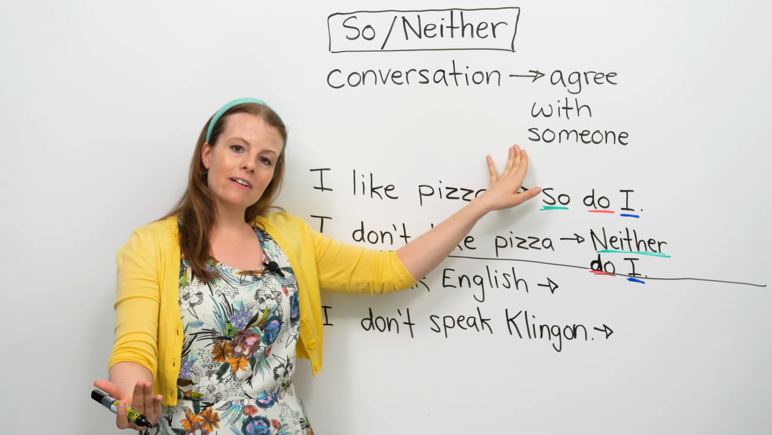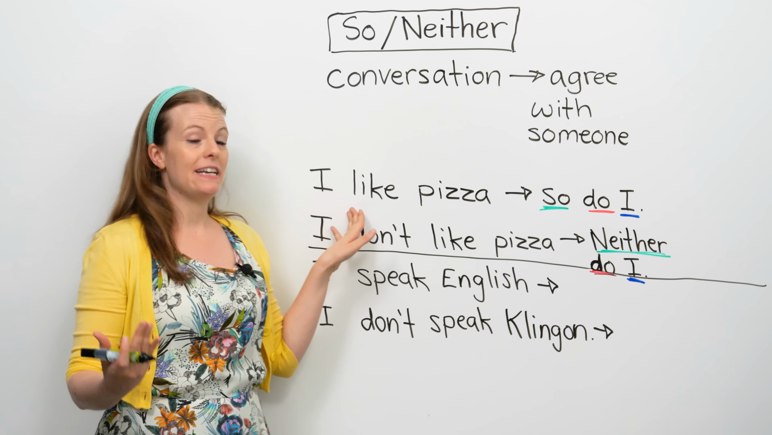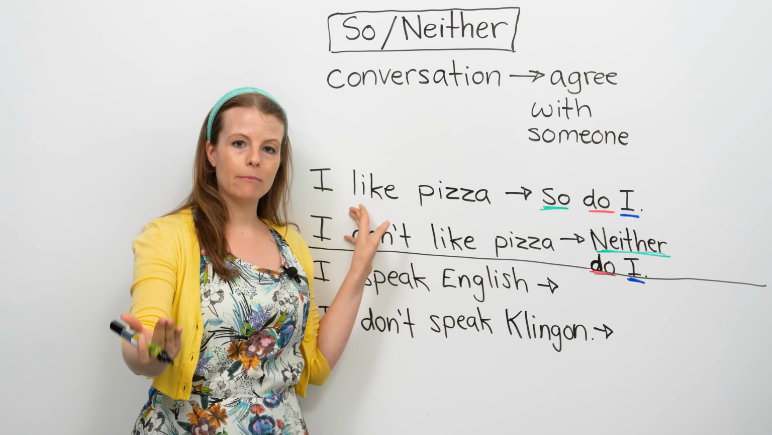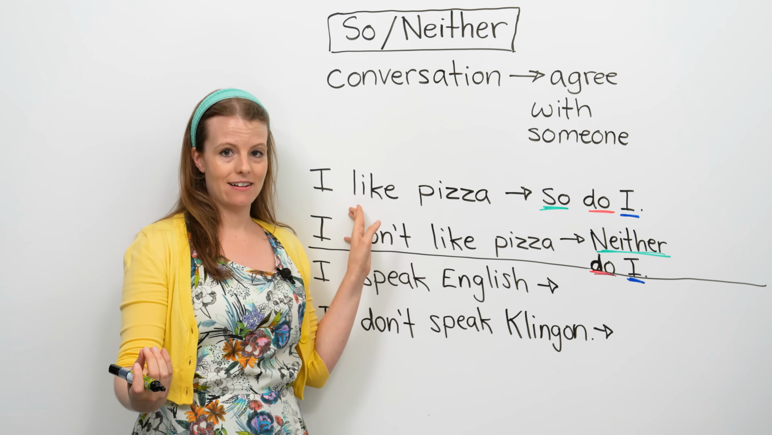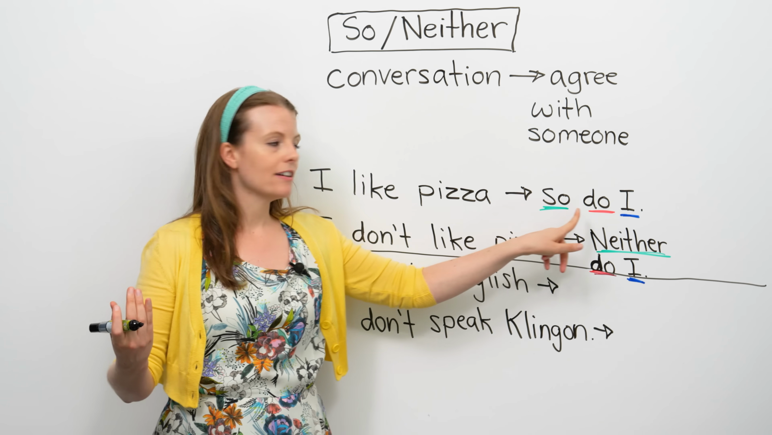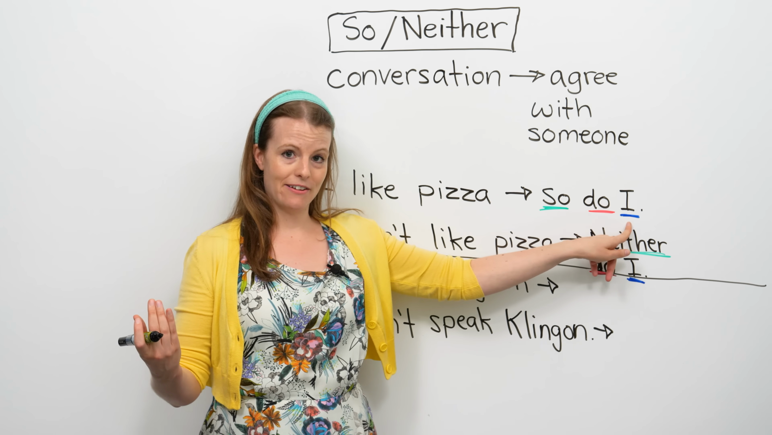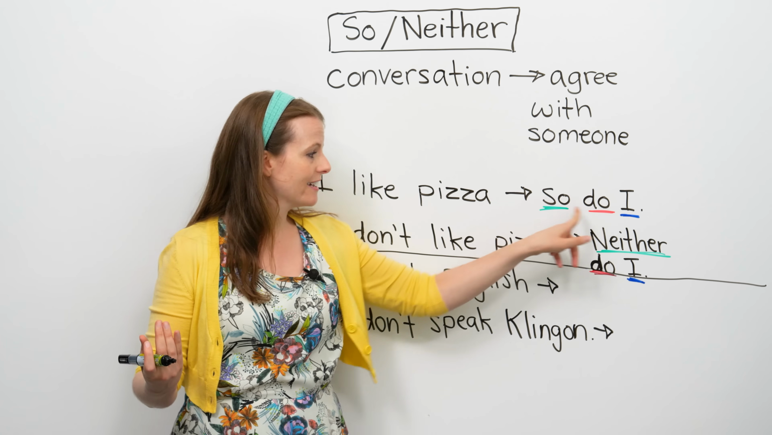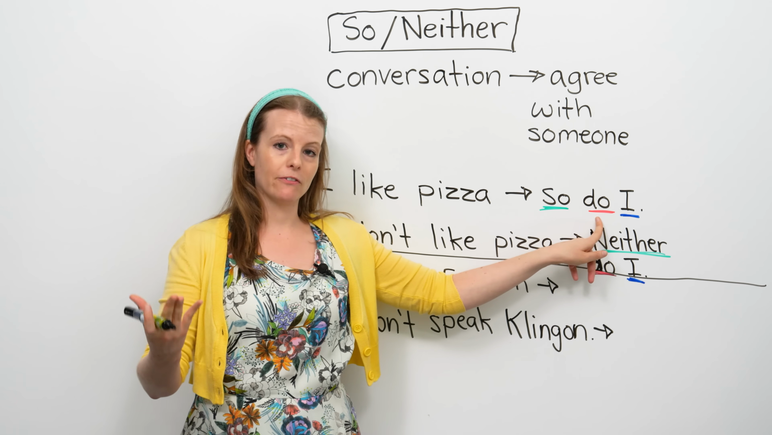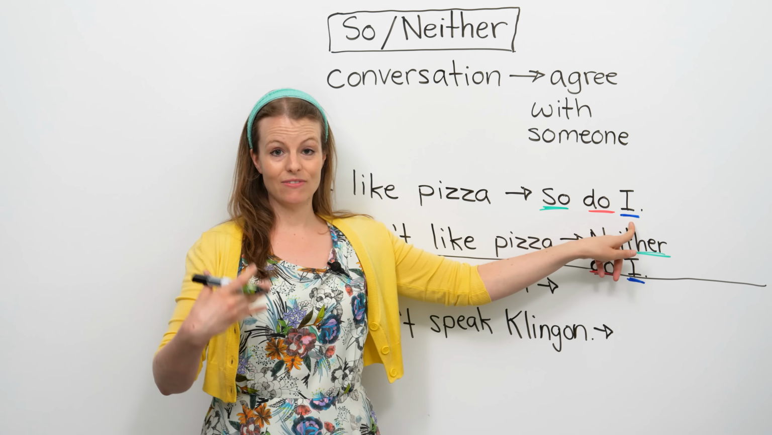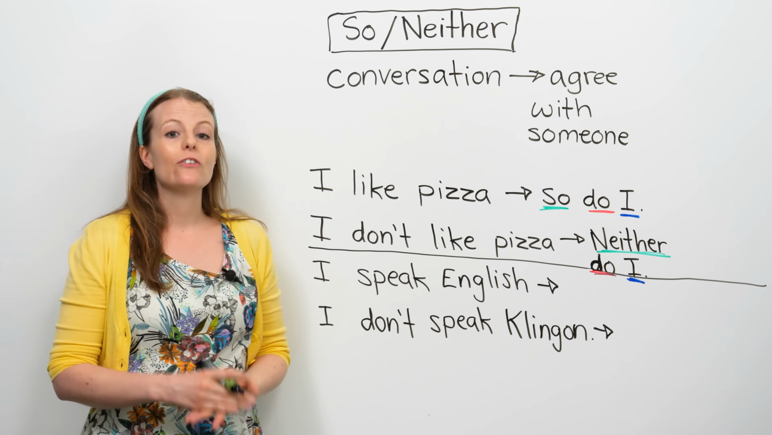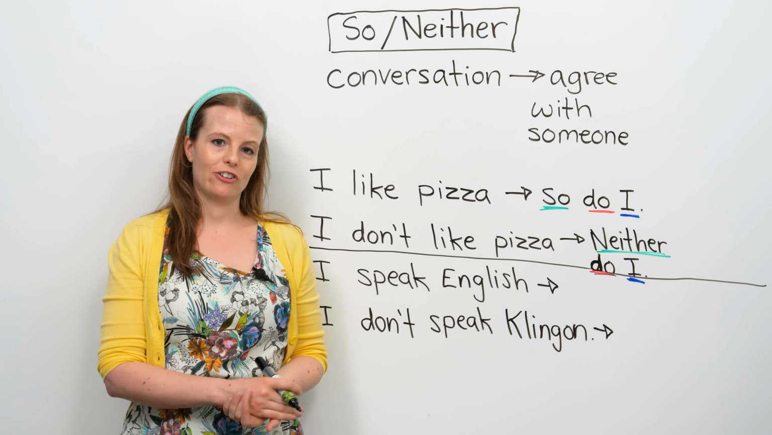So for example, maybe I'm talking about pizza. I like pizza. If you want to tell me that you agree with me, you can use the word so: so do I. Okay, so you can use this expression. It starts with so. Then we have a verb, a helping verb, and then we have the person. In this case, it's I. Okay, so do I.